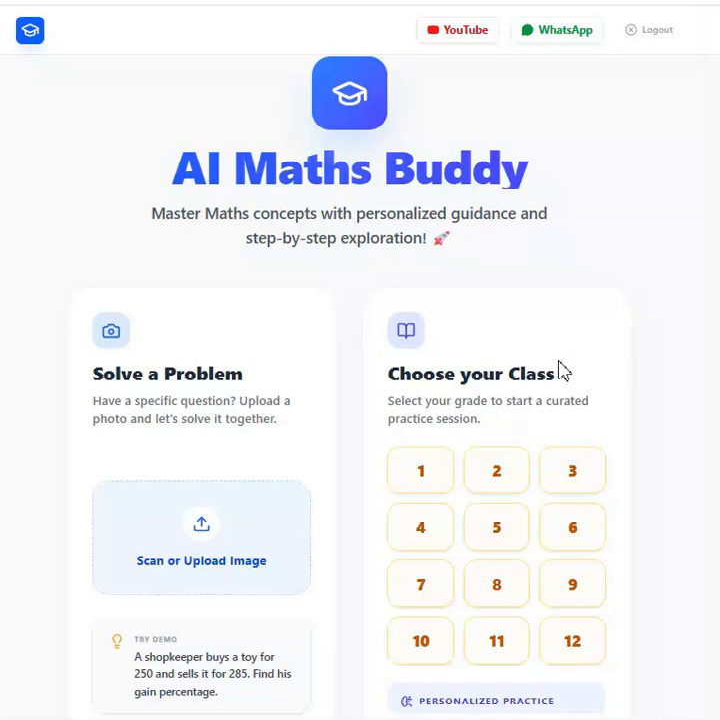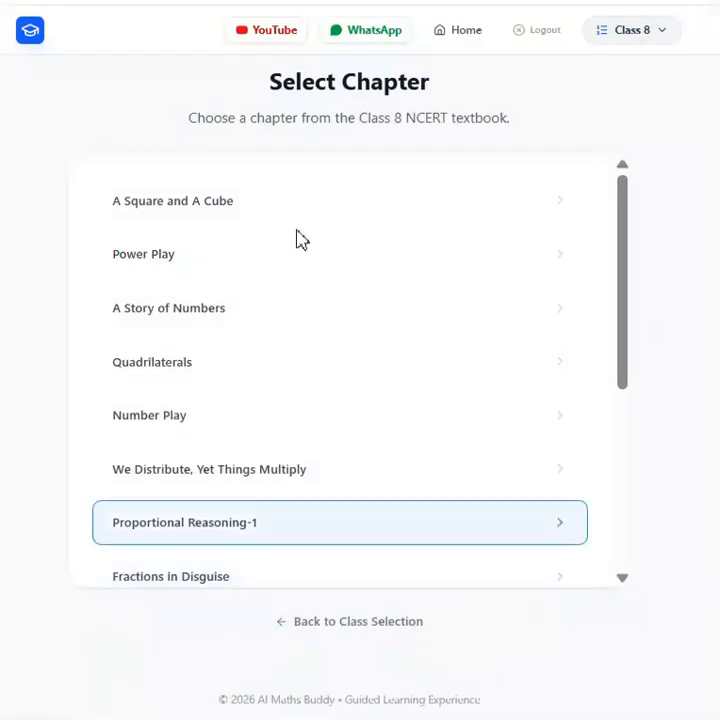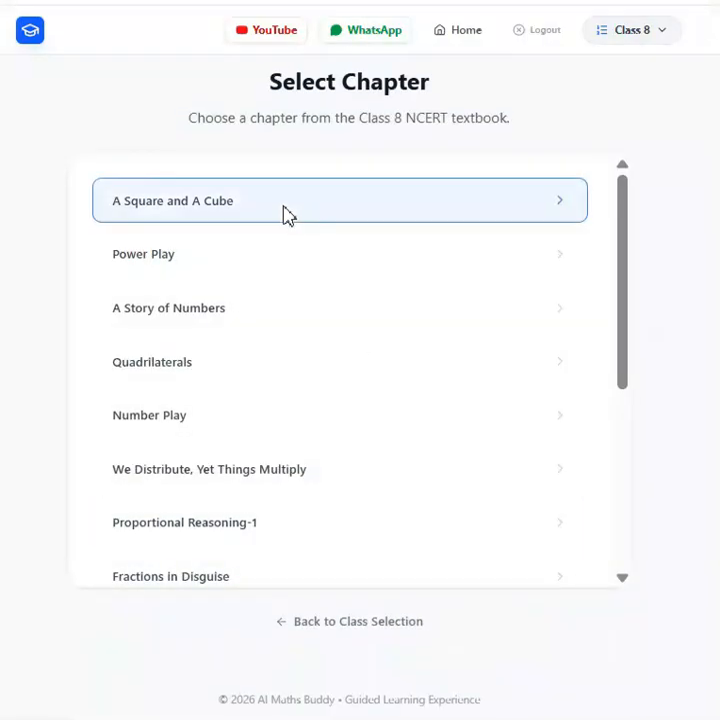So you are in class 8 and you want to use AI Maths Buddy because you are facing a problem. So you choose your class 8, and since the session has just started, you are doing the first chapter, which is a square and a cube. So you select this chapter.